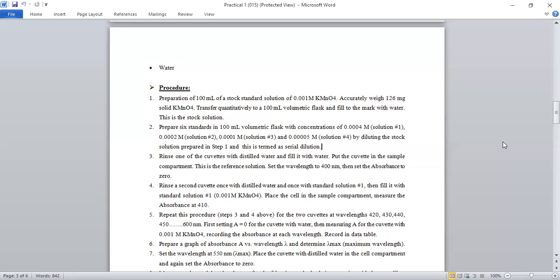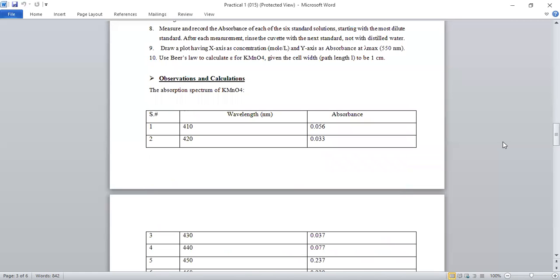Place a cuvette with distilled water in the cell compartment and again set the absorbance to 0. Measure and record the absorbance of each of the standard solutions, starting with the most dilute standard. After each measurement, rinse a cuvette with the next standard, not with distilled water. Draw a plot with the x-axis as concentration and the y-axis as absorbance at lambda max 550 nanometer. Use Beer's law to calculate epsilon for KMnO4, given the cell width, path length, to be 1 centimeter.